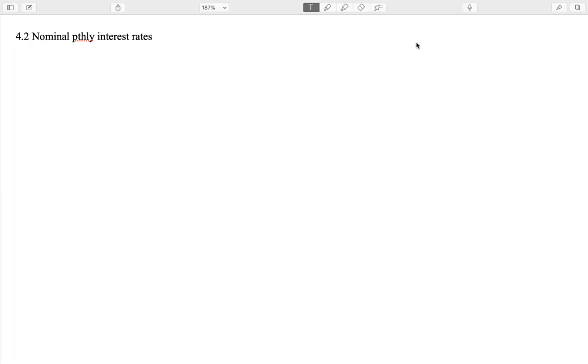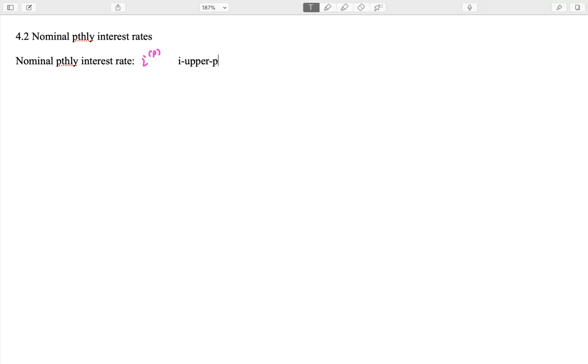The first one is, let's introduce the name. It's called nominal pthly interest rate. Of course, we have the notation, which is I upper P. If you want to read this, the textbook puts it as I upper P. So that's how you can read it.